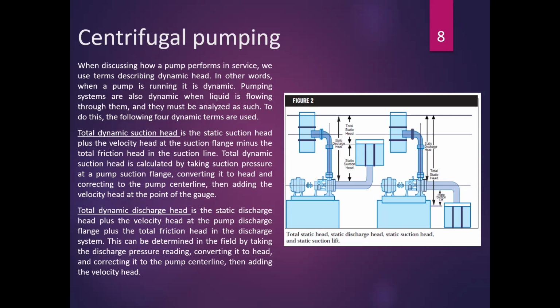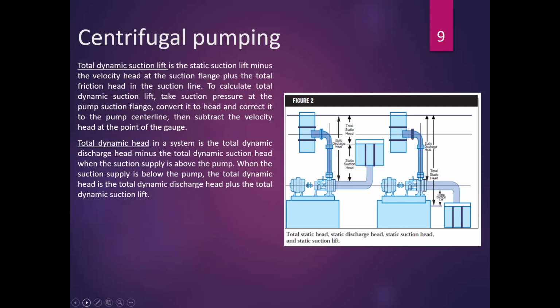This can be determined in the field by taking the discharge pressure reading, converting it to head, and correcting it to pump center line, then adding the velocity head. Total dynamic suction lift is the static suction lift minus the velocity head at the suction flange plus the total friction head in the suction line. To calculate dynamic suction lift, take suction pressure at the pump suction flange, convert it to head, and correct it to pump center line, then subtract the velocity head at the point of this gauge.